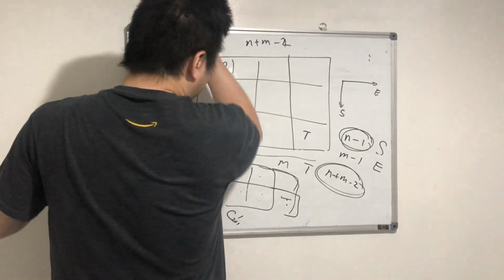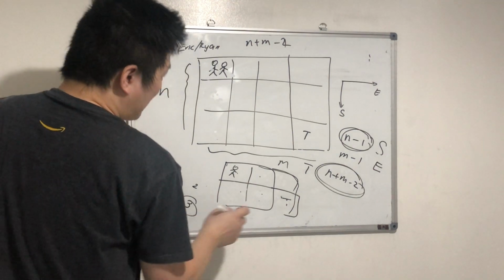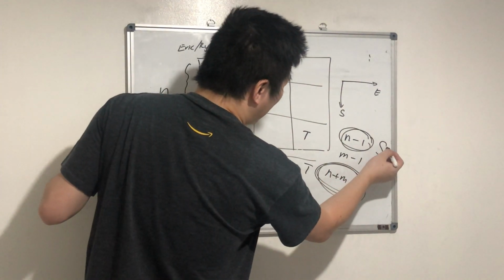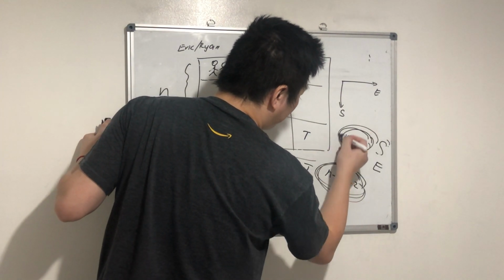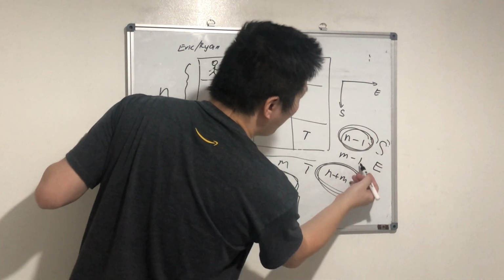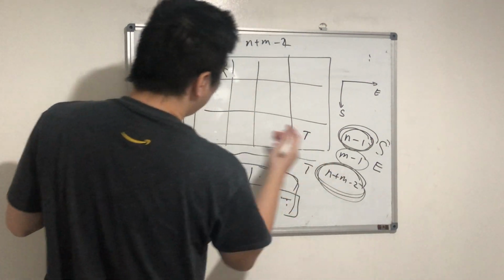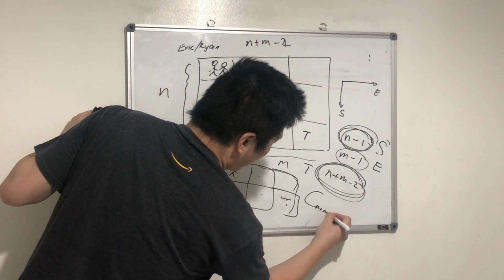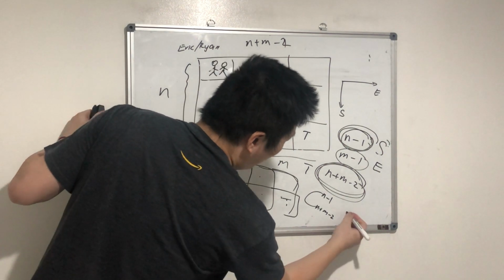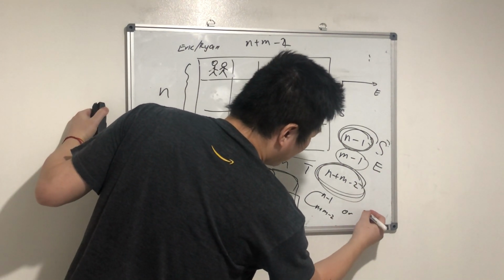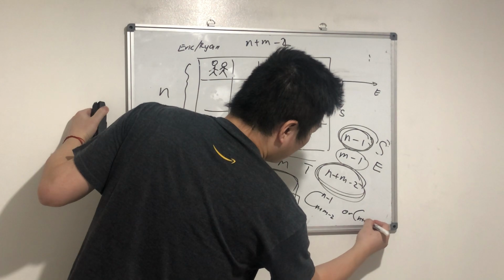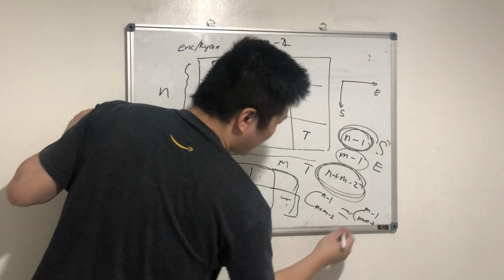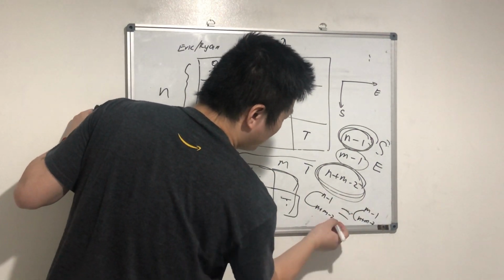Does it make sense? Look. So this is the total number of steps, and among that, I need to pick n minus 1 steps to the south, or n minus 1 steps to the east. So the number of ways is C of n plus m minus 2, n minus 1, or because these two are equal, C of m plus n minus 2, m minus 1. Okay, so these 2 are equal, right?